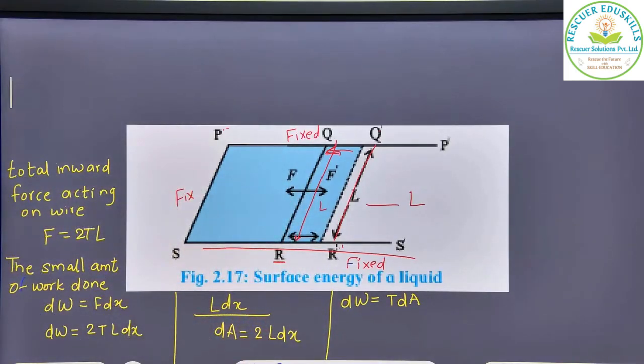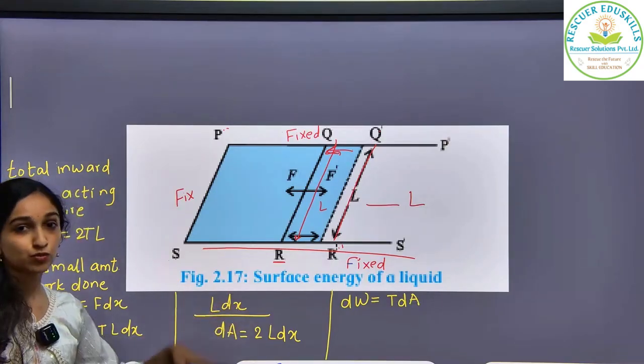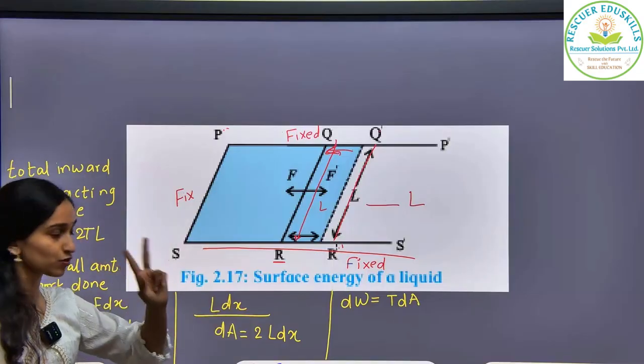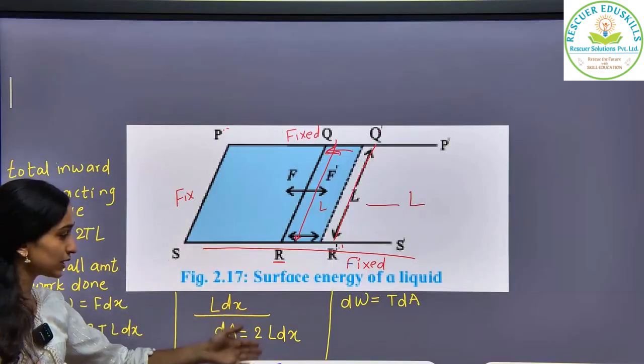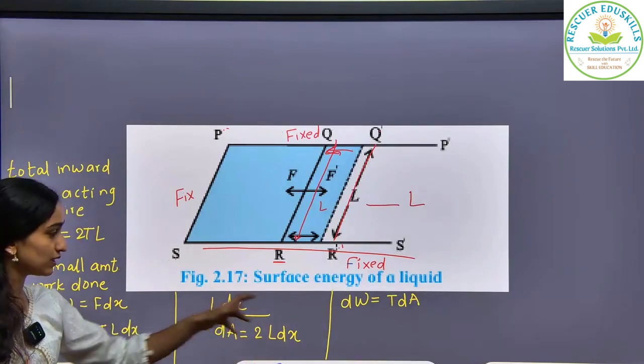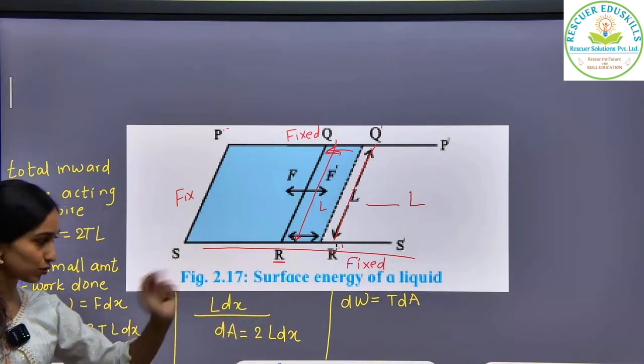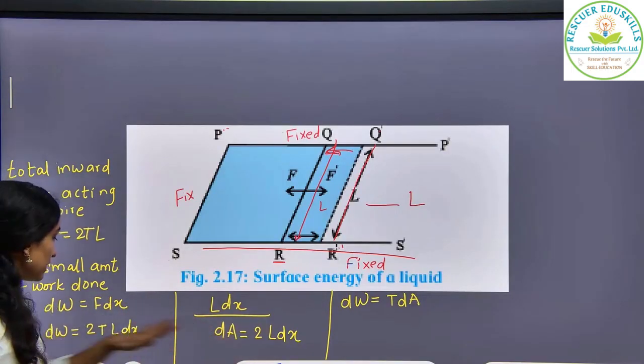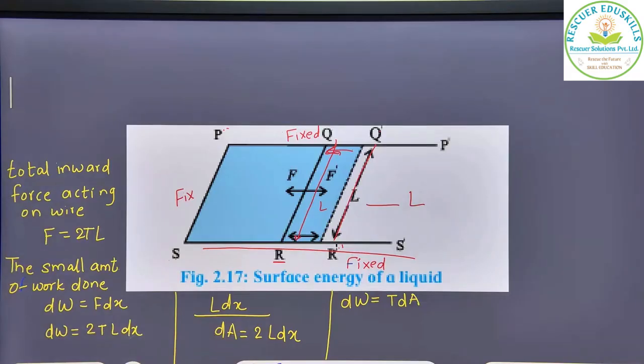Why did we write 2L dx? You know, right? Why are we writing 2L dx? Because when the wire moves by distance dx, the area of the surface will increase by L dx. Because there are two surfaces, that's why we are multiplying it with 2. So this is the increase in surface area and we are multiplying it with 2 because there are two surfaces. Now we are substituting this dA in dW. Okay, so now we wrote that dW is equal to T dA. So this is the work done in stretching the soap film.